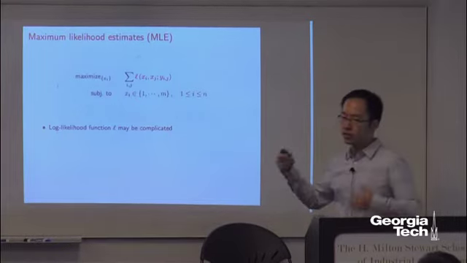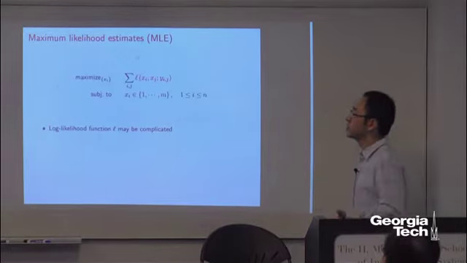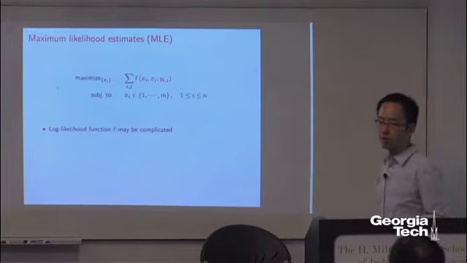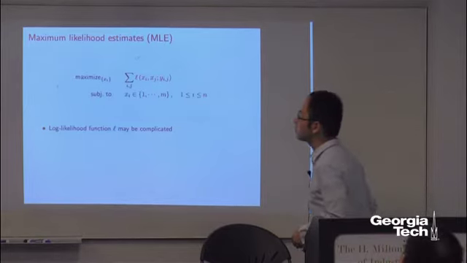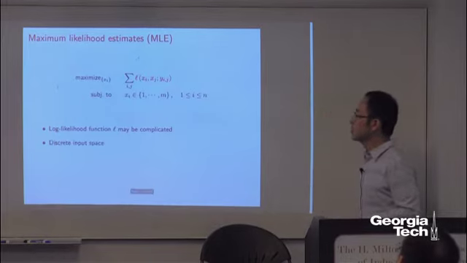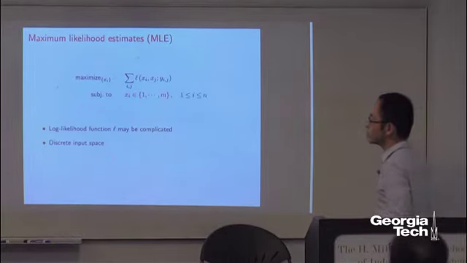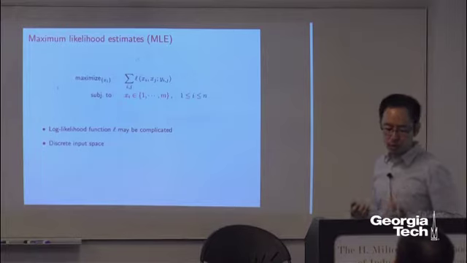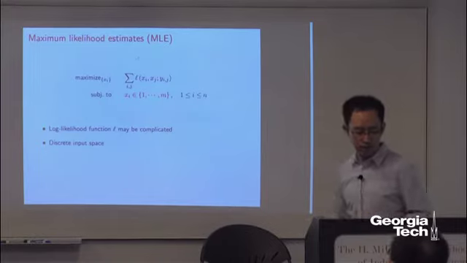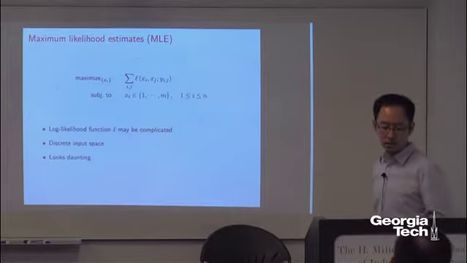But this is a very generic maximum likelihood estimation problem. In general, this is going to be very, very difficult, as you can imagine. First of all, the log-likelihood function can be arbitrary, depending on the noise model you have. So it could be so complicated that it's not friendly for optimization purposes. Second of all, the input space is discrete to start with. So this gives us a discrete optimization problem, which is in general very difficult to solve in reasonable time. Because of all of this, the problem looks scary at first sight.